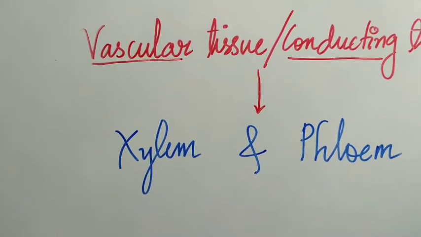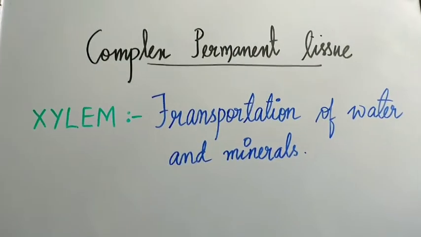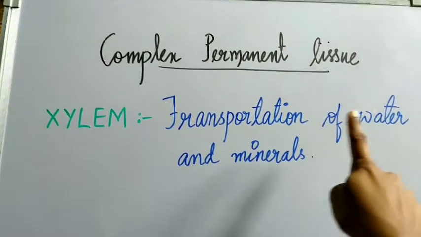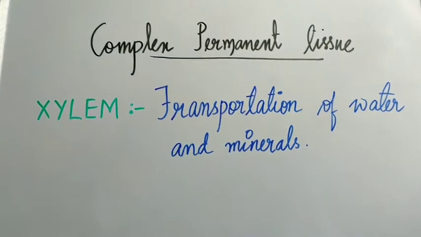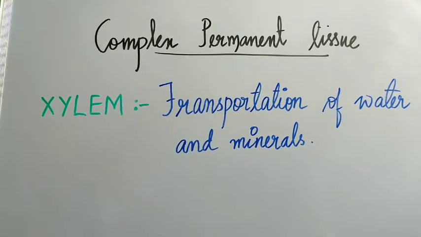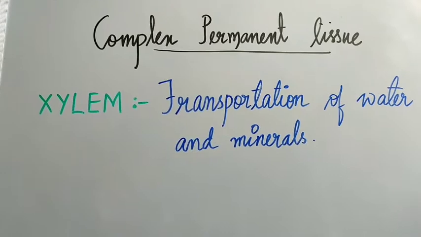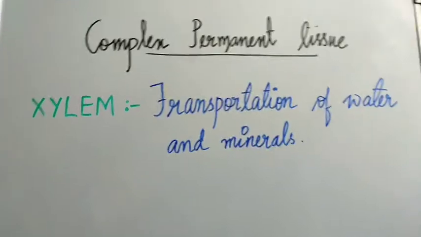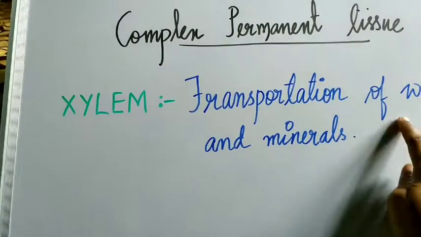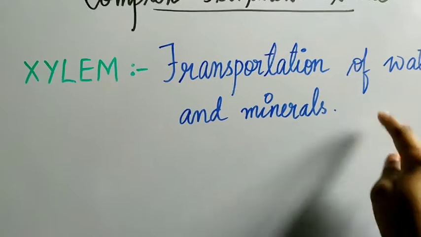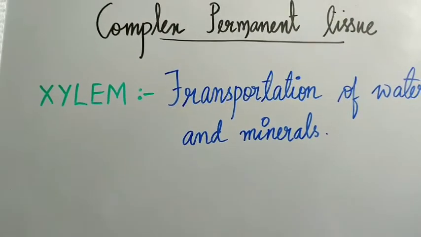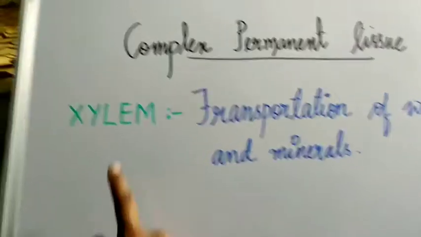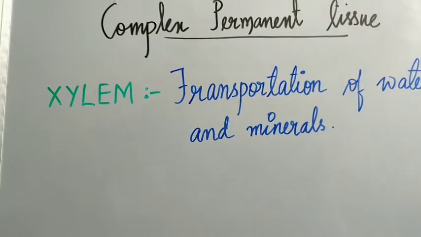Let us look at xylem and phloem separately. Xylem. The main function performed by xylem is the transportation of water and minerals. Where do you think water is absorbed in plants? You're right. Water is absorbed by the roots from the soil. So xylem is involved in transportation of water and minerals absorbed by the roots to the upper regions of the plant, such as leaves and branches. That is the function, the role of xylem.